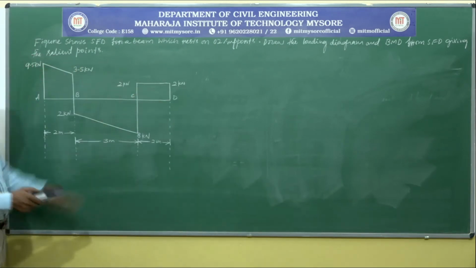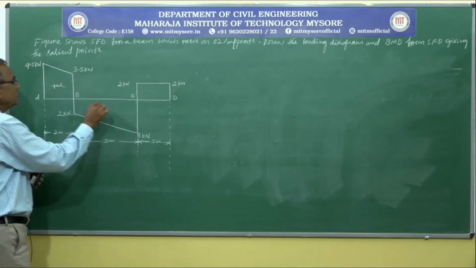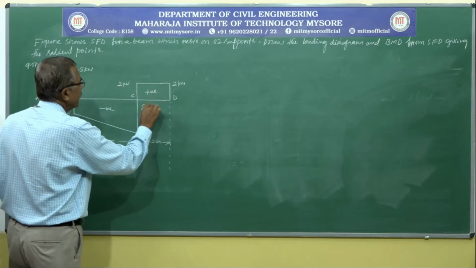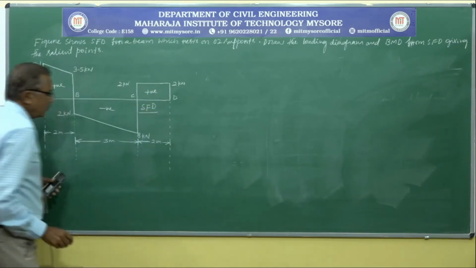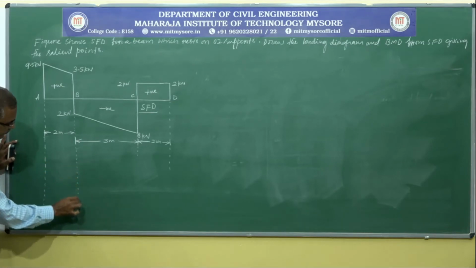So you can see the completed shear force diagram. Above reference line positive, negative, positive. This is the given shear force diagram. From this we have to draw the loading diagram and then the bending moment diagram. Let us produce the salient points.